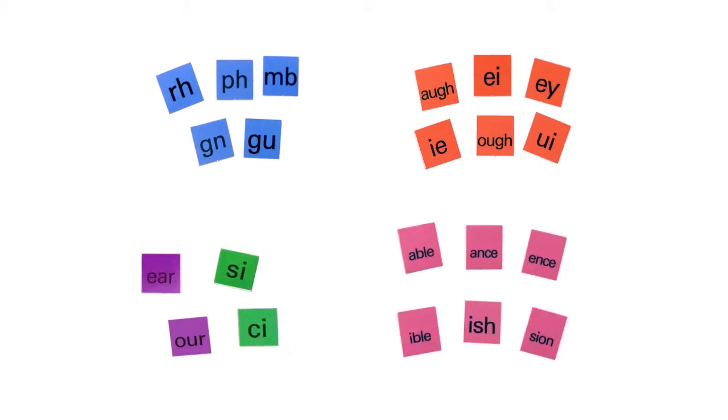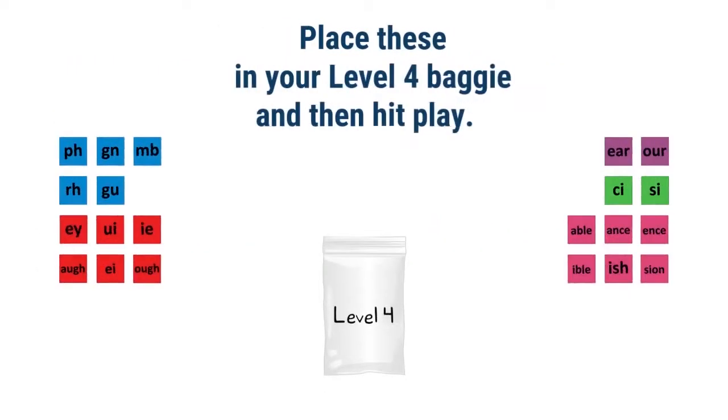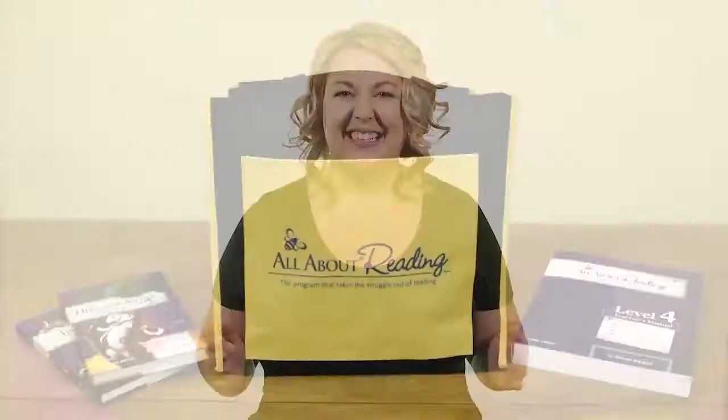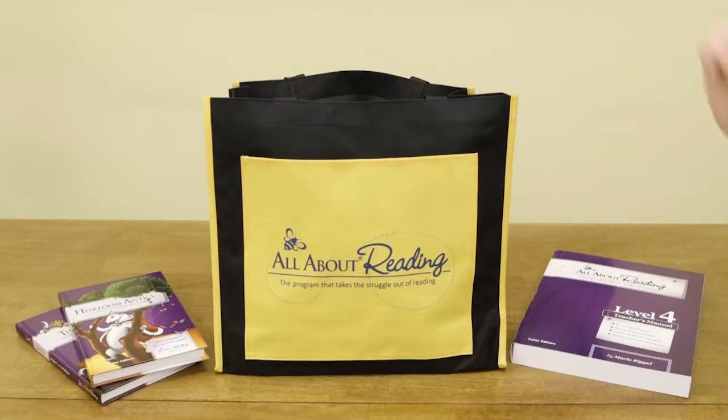Next, label a small baggie level 4. You'll need to place these tiles in the baggie. These consonant teams, these vowel teams, the OUR, EAR, SI, and CI tiles, and these suffix tiles. Go ahead and pause the video again and place these tiles in the level 4 baggie. After you're done, click play to complete your setup. Is your level 4 baggie filled? Great! Store the baggie in your All About Reading tote bag or another safe place for future lessons.